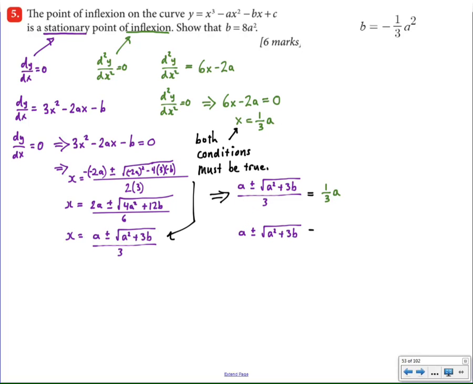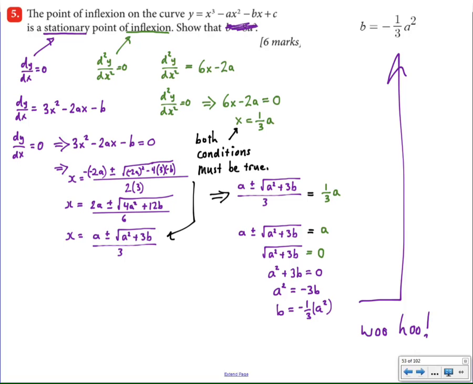So first I triple both sides, then subtract a from both sides, square both sides, and sure enough, b is equal to negative 1/3 a squared, which is the thing we were supposed to prove over here. Here's where it gets fun.